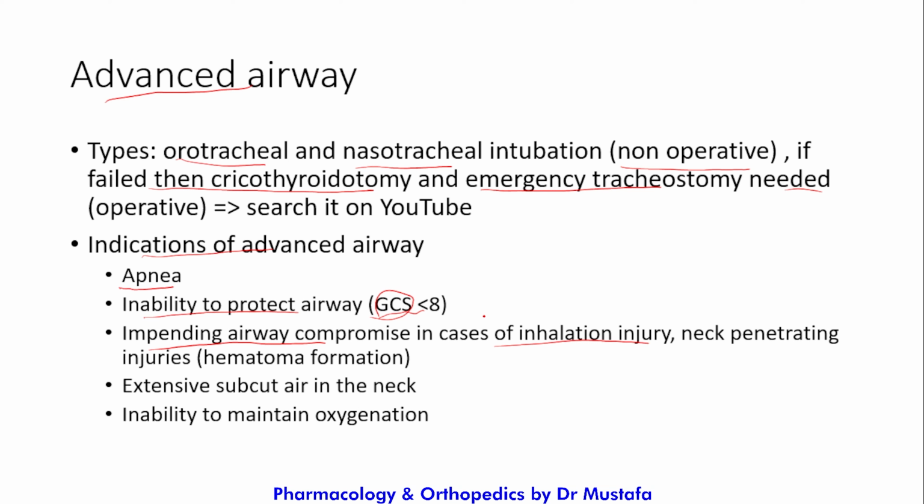So you would expect that, and you would do an advanced airway to the patient. And neck penetrating injuries like those would lead to hematoma formation and pressure on the airway, extensive subcutaneous air in the neck, and inability to maintain oxygenation by the patient, meaning when you calculate their SpO2, you find out that they can't maintain the optimal levels, so you would do an advanced airway for them.